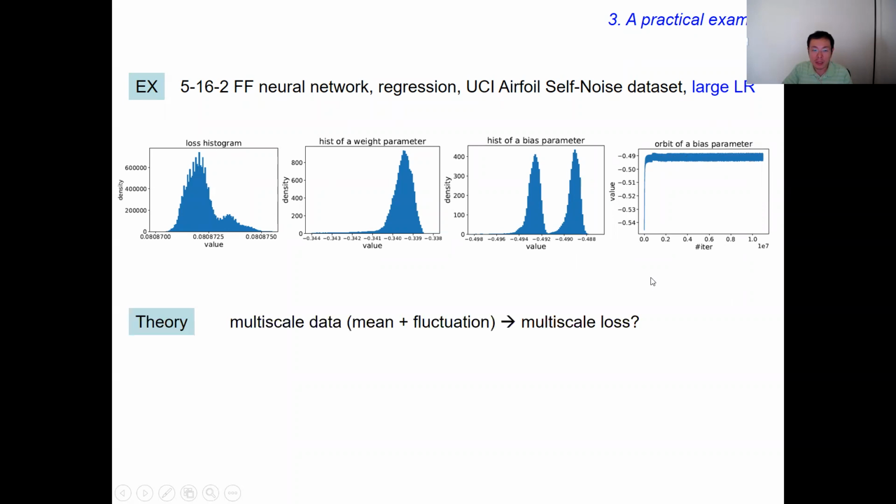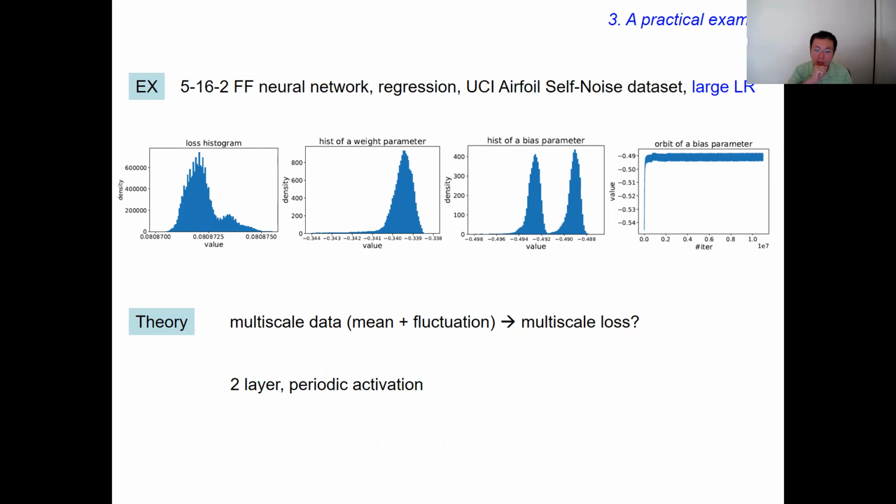Let me skip some details, but just to say that we have empirical evidence and we also have partial theory. The intuition is very natural. In neural networks, or supervised machine learning in general, you have training data, and you want to minimize the loss function based on this training data. If your training data has some multi-scale behavior, which is usually the case because data usually corresponds to fluctuations around some mean, and fluctuations may be much smaller, maybe the loss function can inherit this multi-scale property.